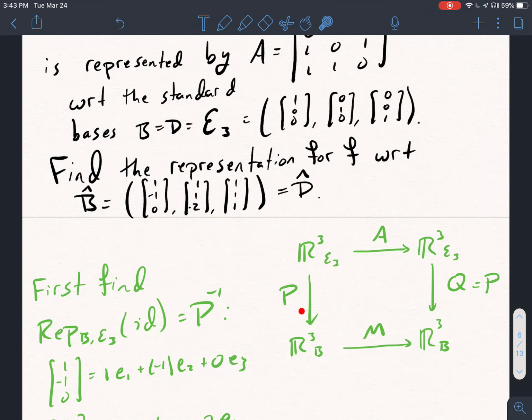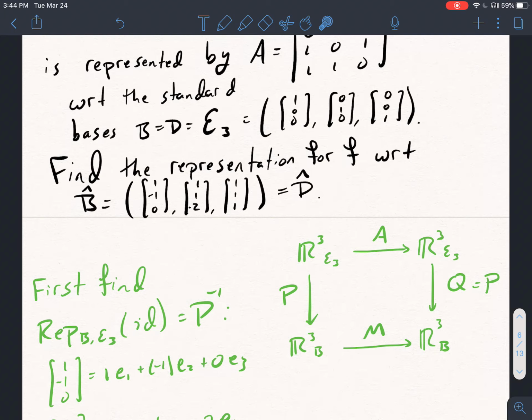So we need to figure out what P is, and also P inverse, because I want to go up the diagram that way, then that way, then that way. So I need P for this part of it, and I need P inverse for this part of it too. So let me get rid of that. Okay, so which is going to be easier between finding P or P inverse? Well, probably P inverse, because P inverse would be equal to the representation of the identity with respect to B and the standard basis. So since the standard basis is on the right, this one will be easier to find.